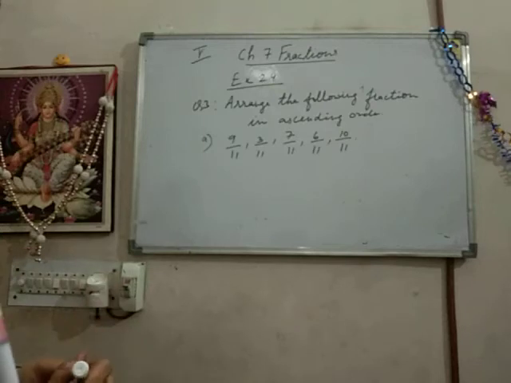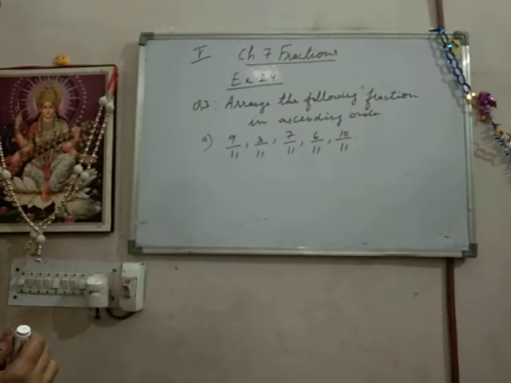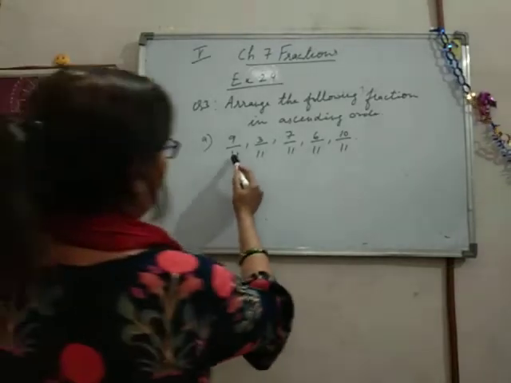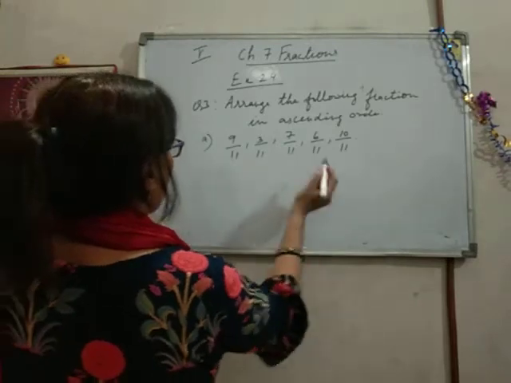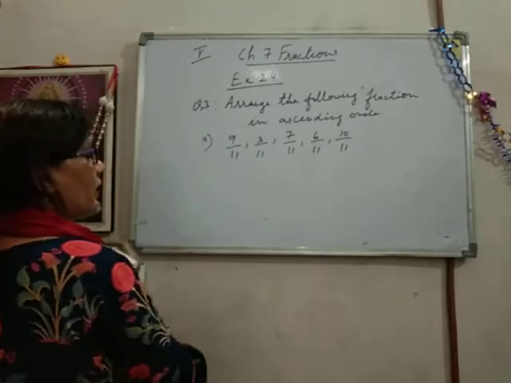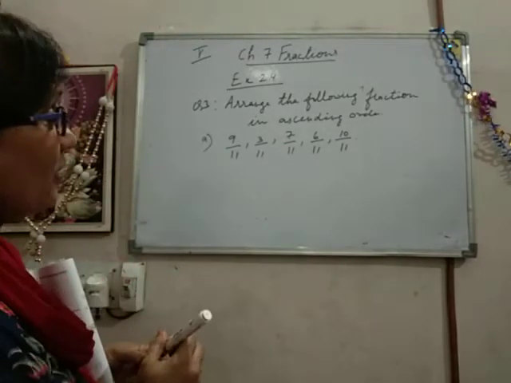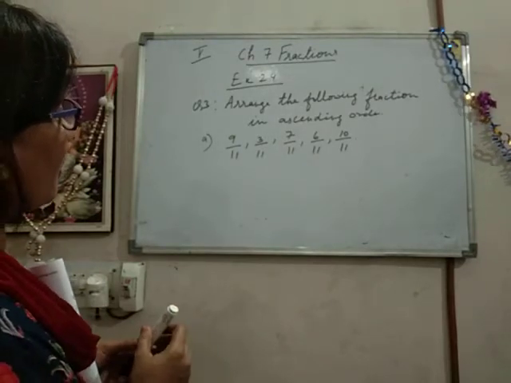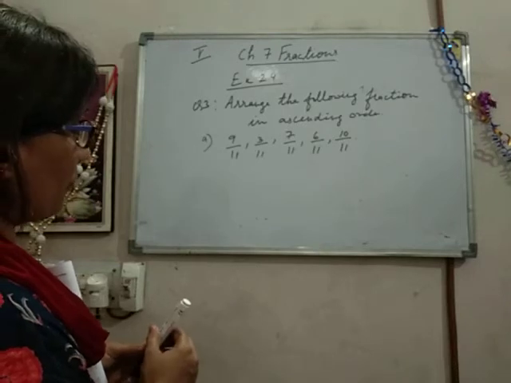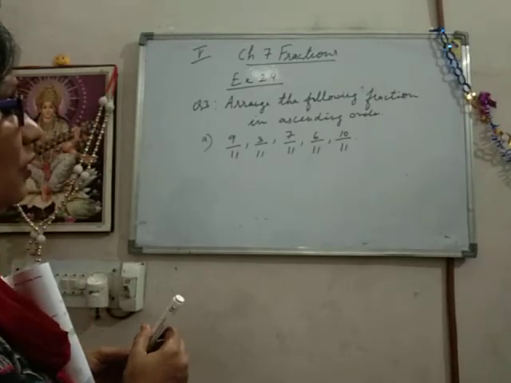First of all, the first rule is you have to see whether the denominators are the same. Yes, all are 11, 11, 11, 11. These are like fractions. So student, how do we arrange the numbers? We arrange the numbers in ascending order by seeing the numbers in the numerator, from smaller number to bigger number.